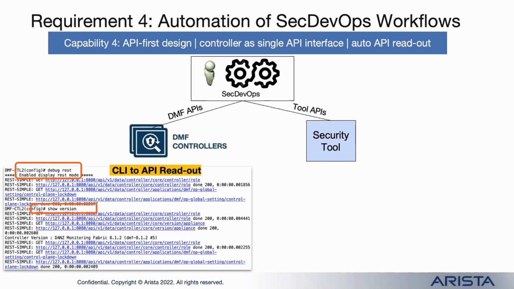So once you have that, you can say, okay, show me the APIs. And here's an example. We have a command called debug REST, which shows all the REST commands. And then as soon as you start typing CLIs, it prints the REST commands.